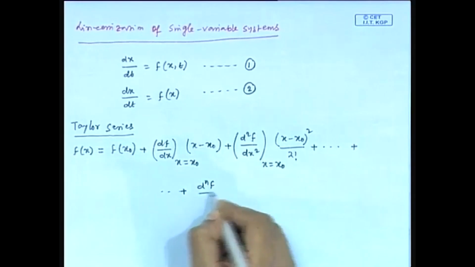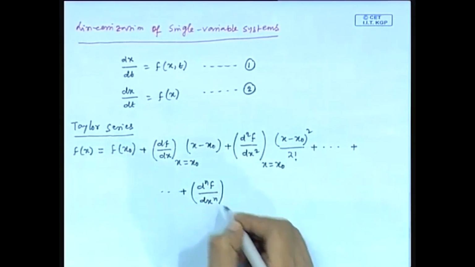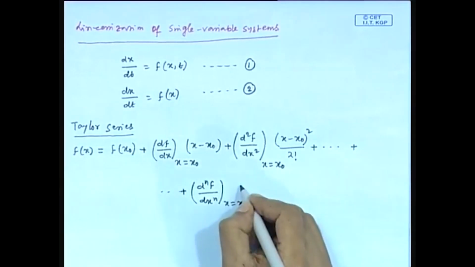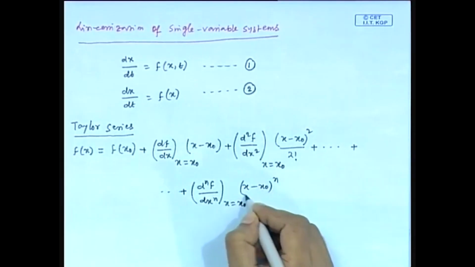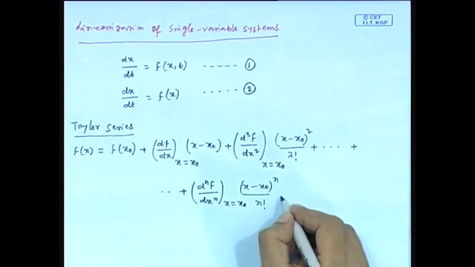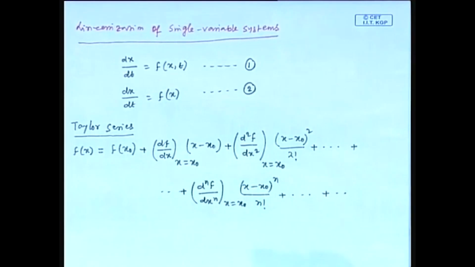dnf dxn, x equals x naught, x minus x naught to the power n by factorial n, like this. This is the Taylor series expansion of f(x).